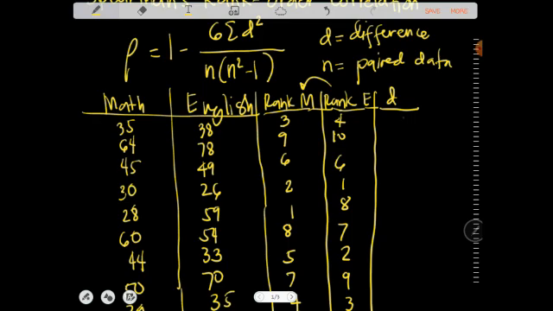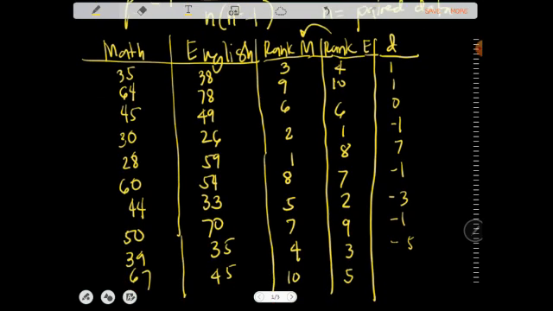Okay? So, this is 1, 1, 0, negative 1, 7, negative 1, negative 3, negative 1, negative 5. And, bakit may kulang? Okay. Dito pala is 2. Okay? 2, negative 1, negative 5.